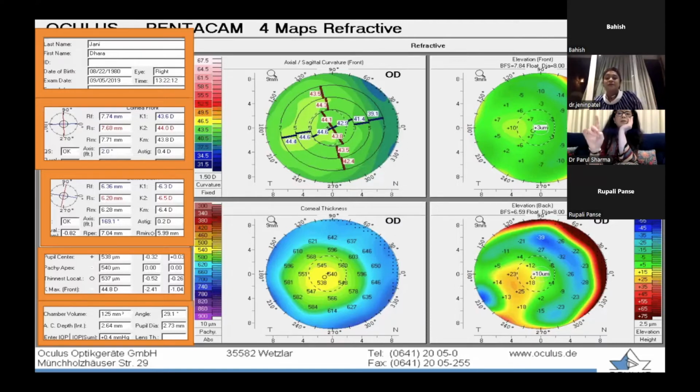Jenin, so what Jenin, 1 second. If you want to explain, can you use the cursor to show the thinnest point and other areas and elevation?